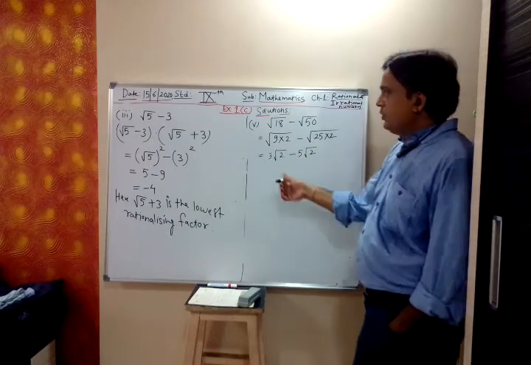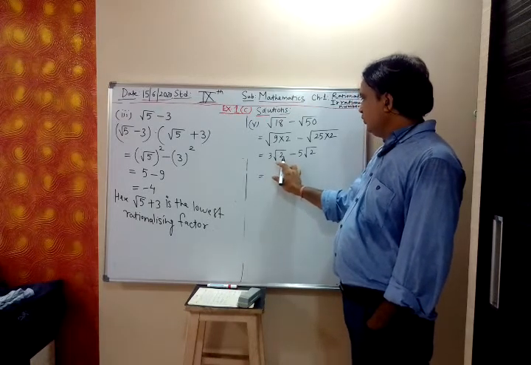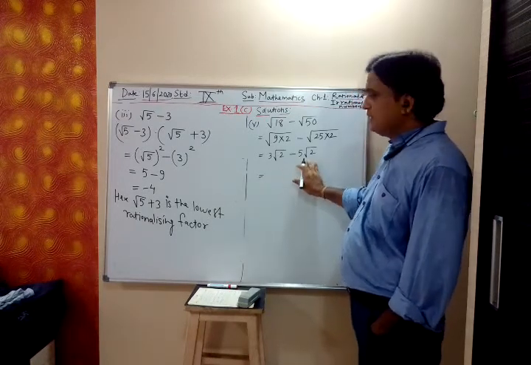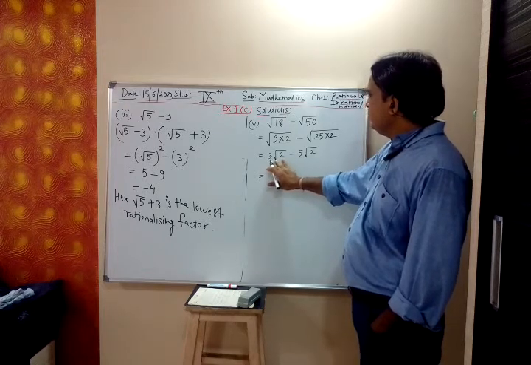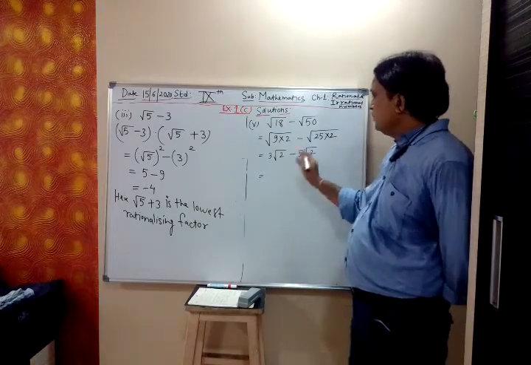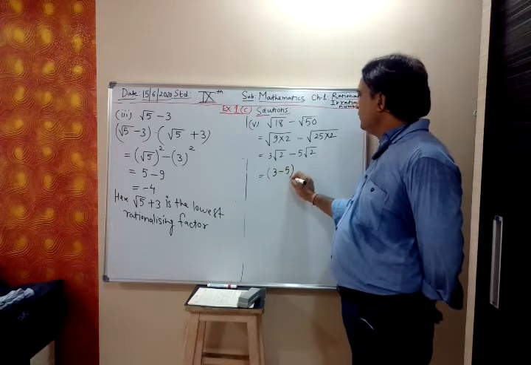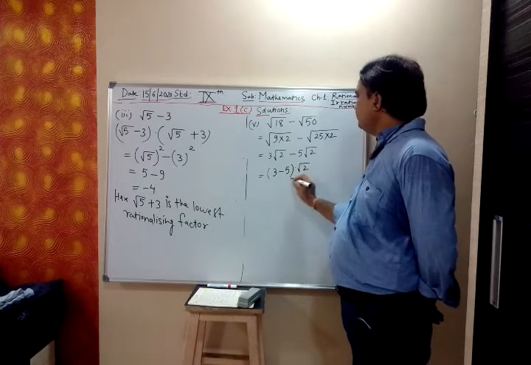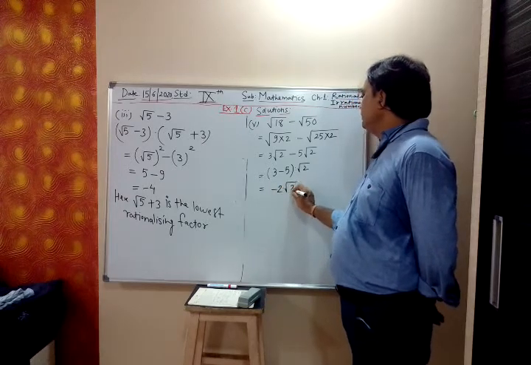Now still there is a common term. See, there are two terms, but root 2 is common. If there is no common term, then we multiply by the same number opposite in sign. But root 2 is common there, so still we simplify further. That becomes 3 minus 5. Then root 2 is common. 3 minus 5 is minus 2 into root 2.